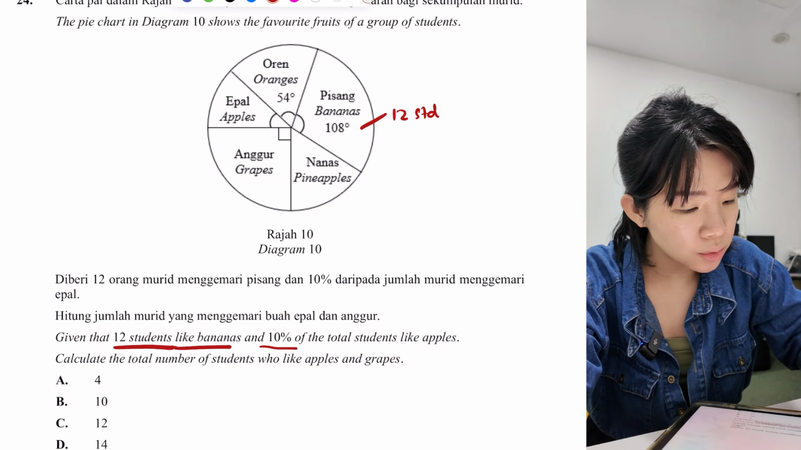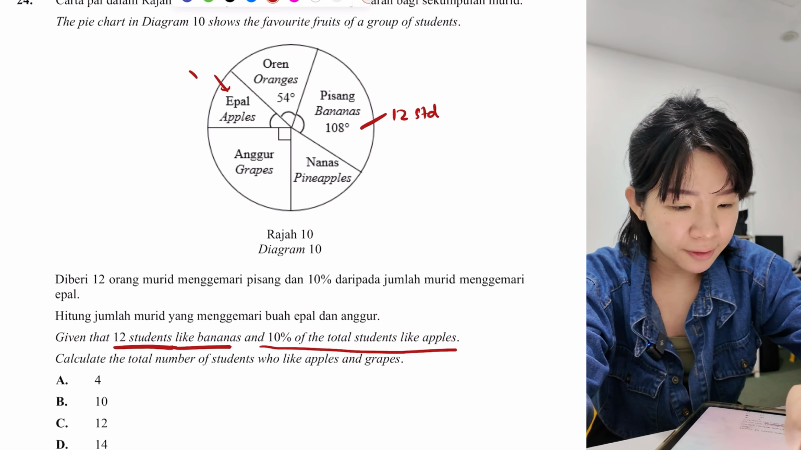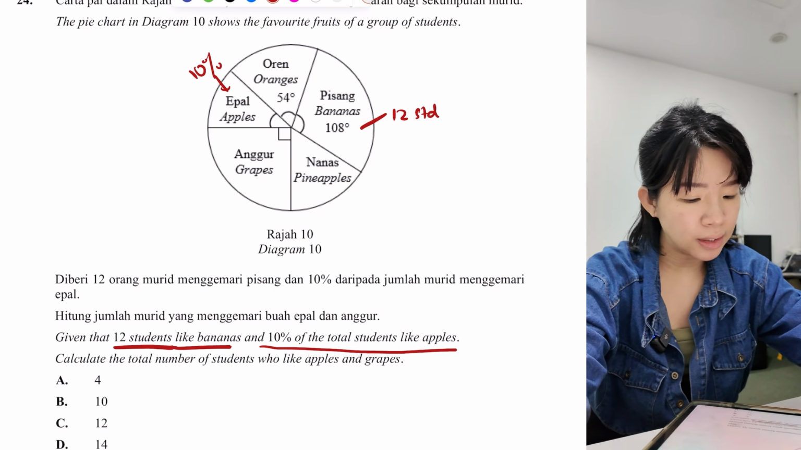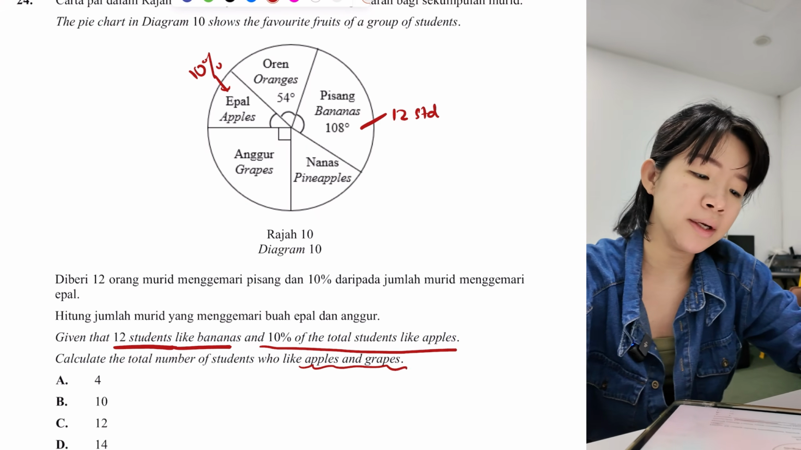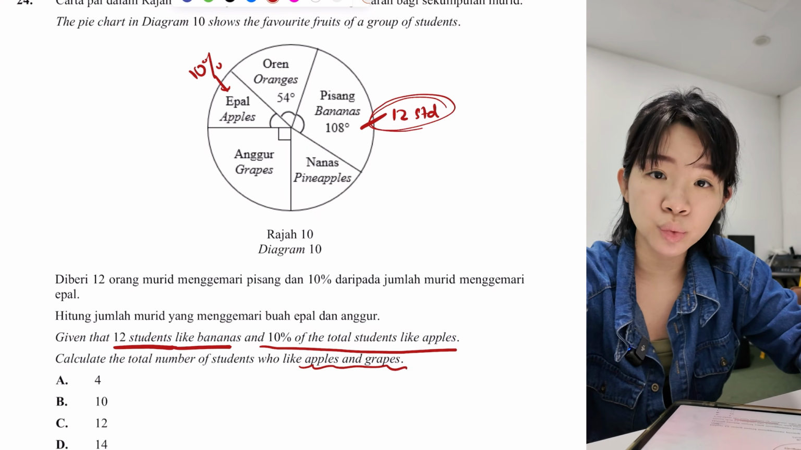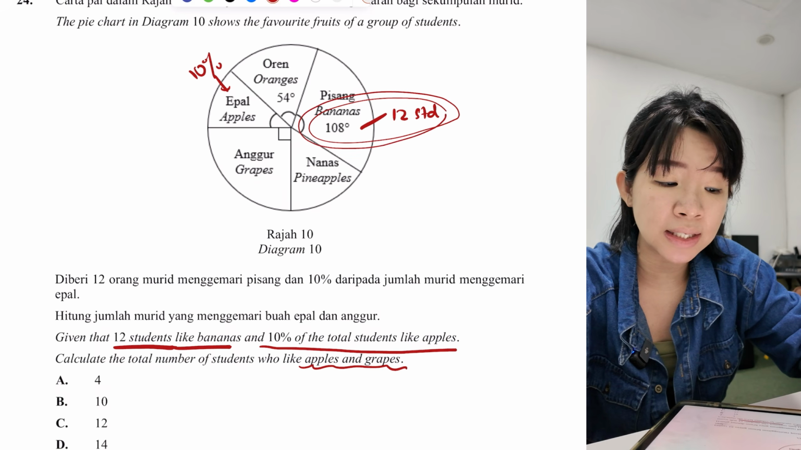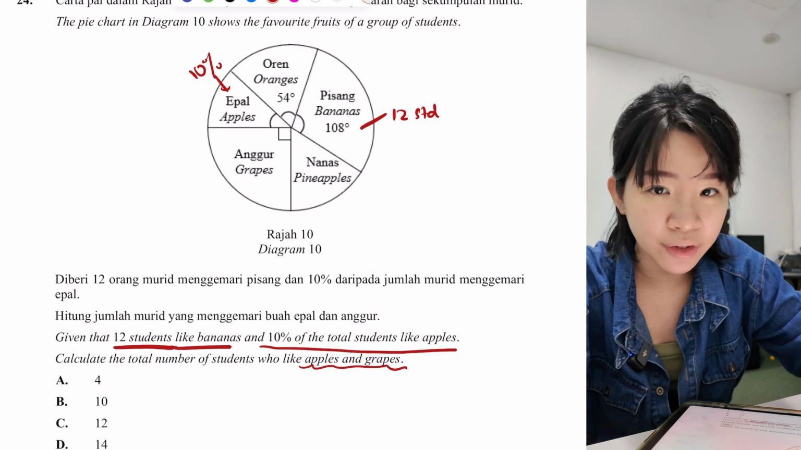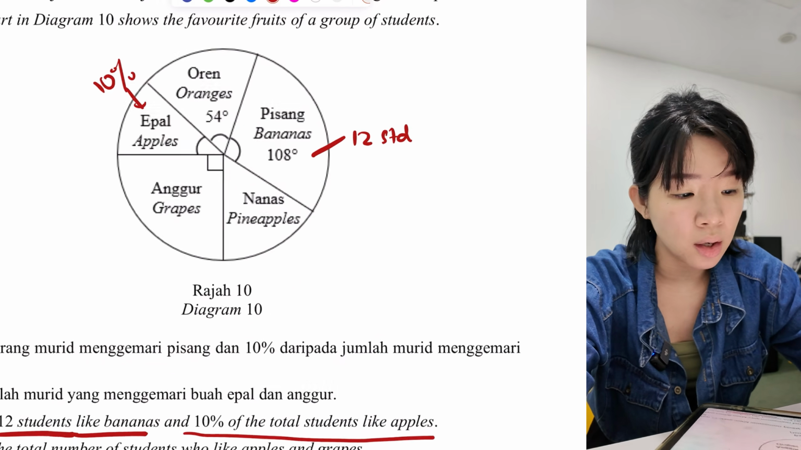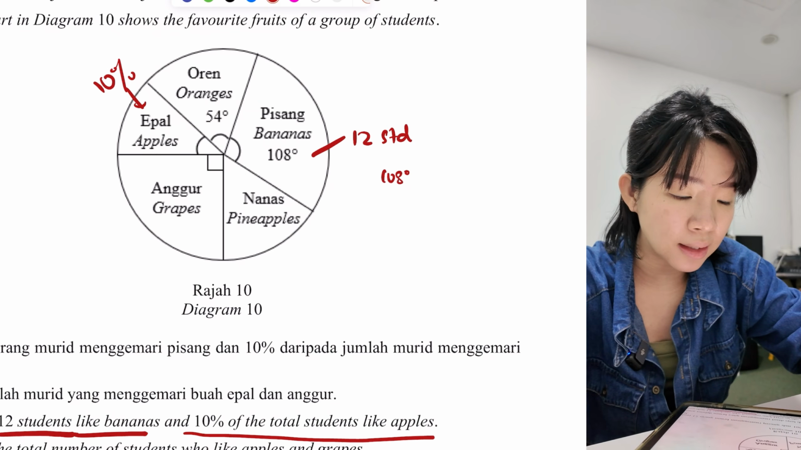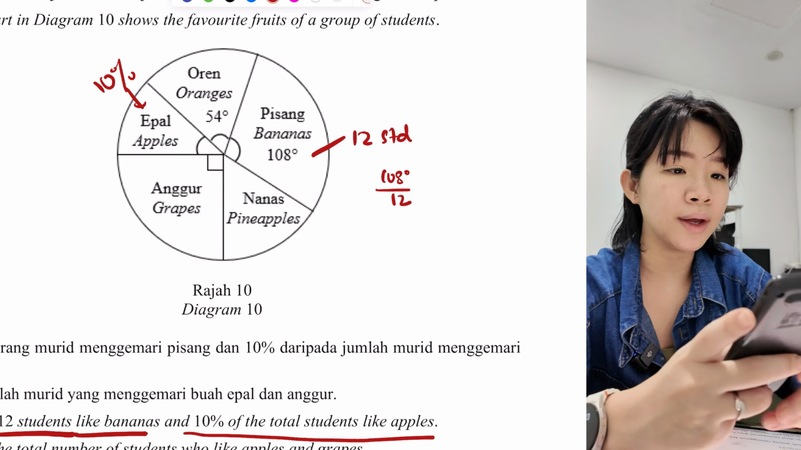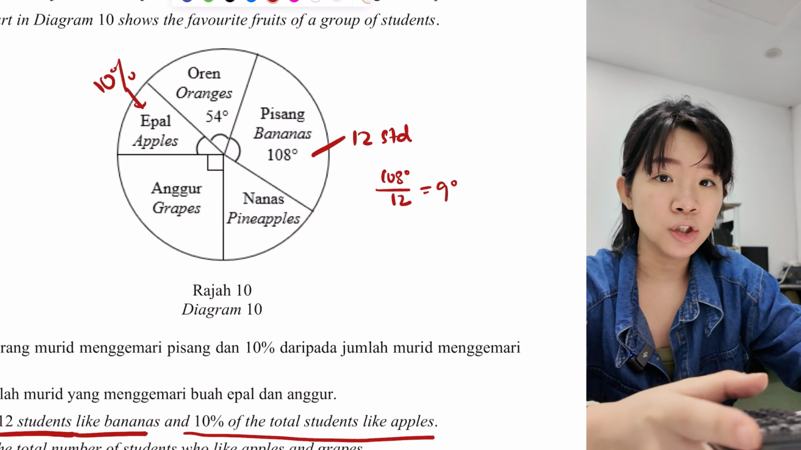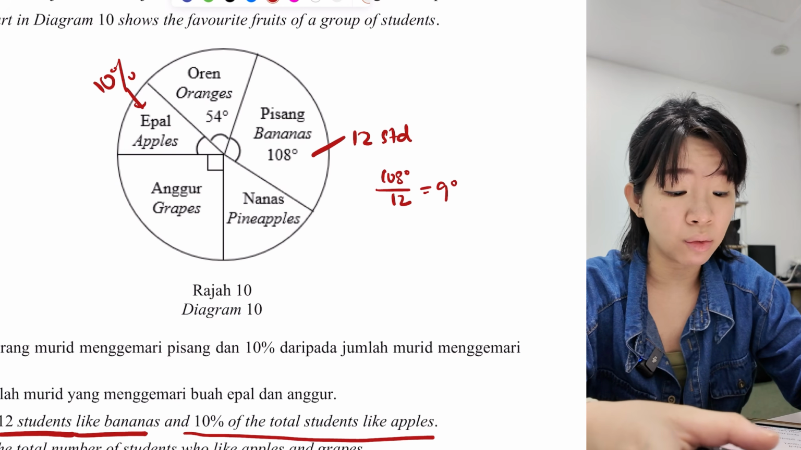10% of the total students like apple. So here we have 10%. At the end we need to find the total number of students who like apple and grapes. First thing, 108 degrees has 12 students, which means every student represents how many degrees? We can take 108 divided by 12, so we get 9 degrees. So each student is actually 9 degrees.